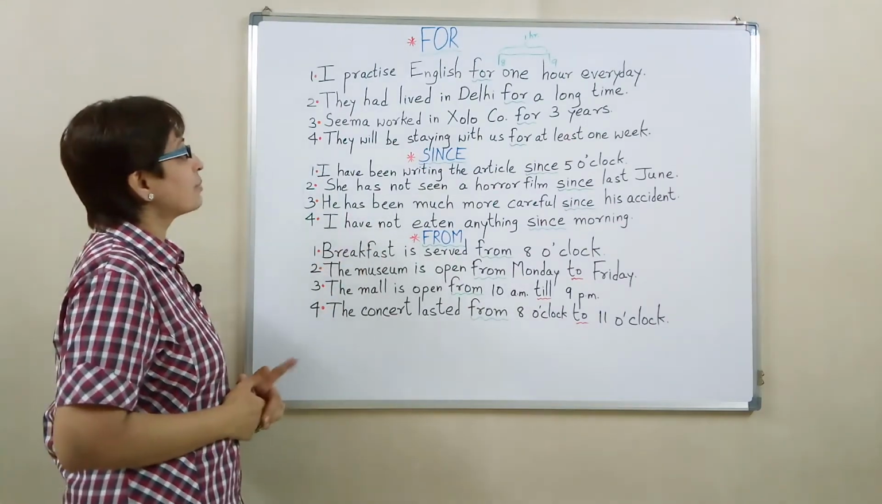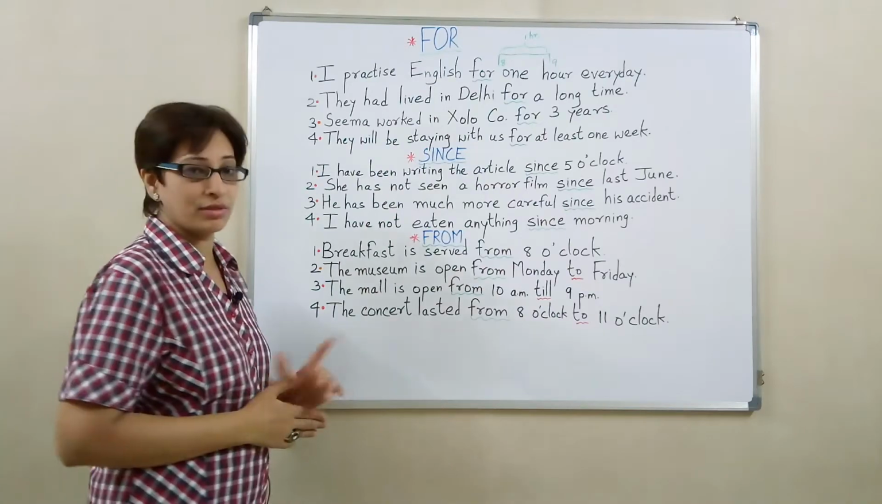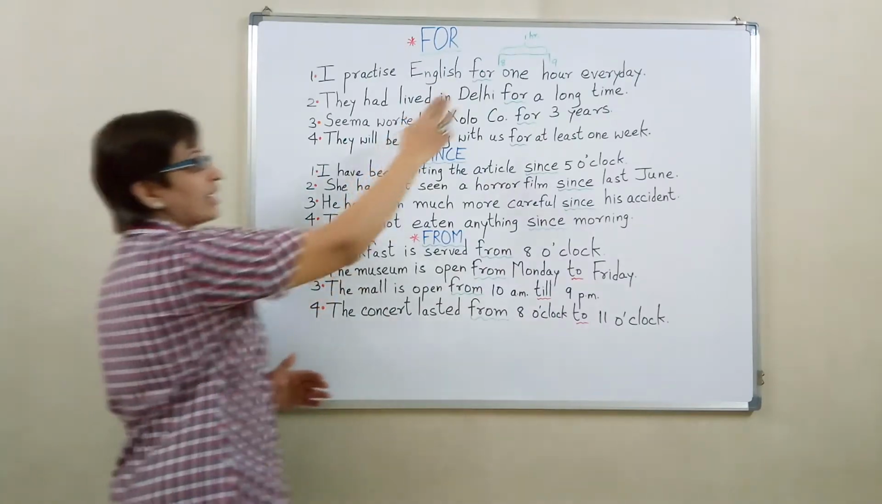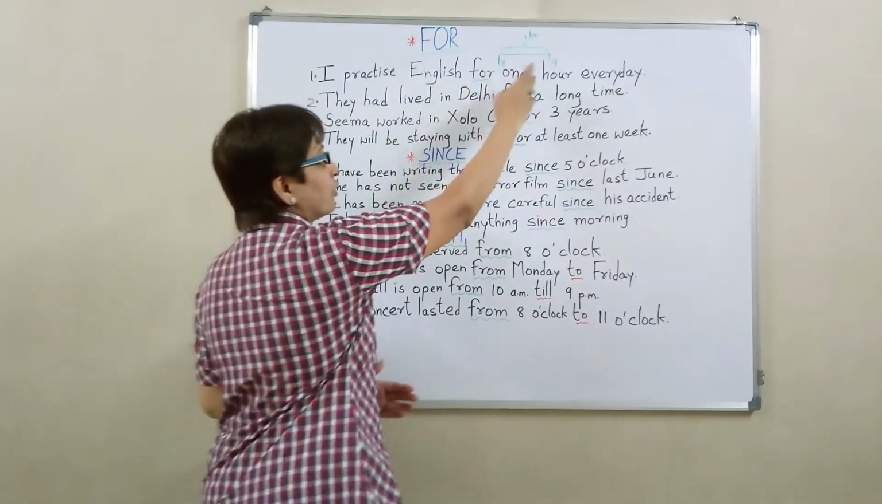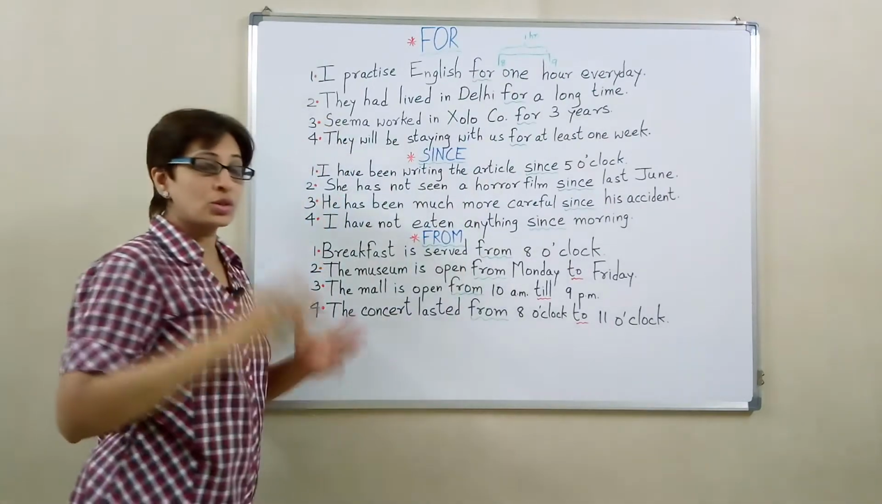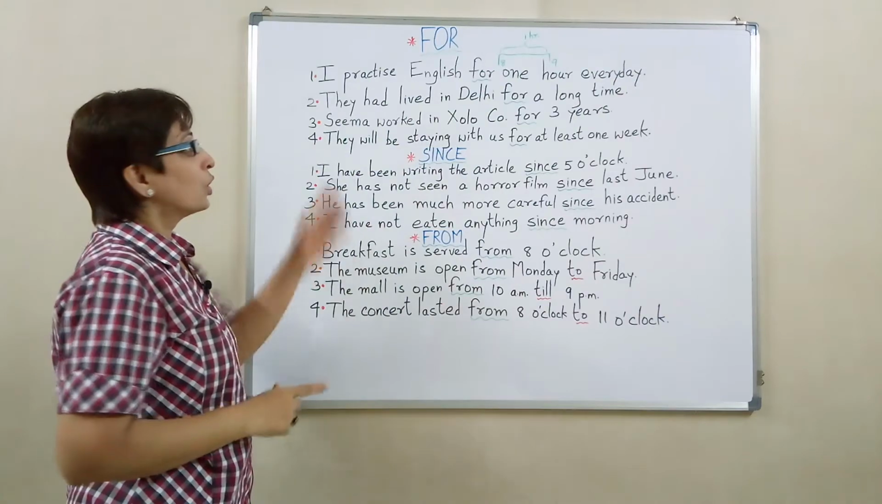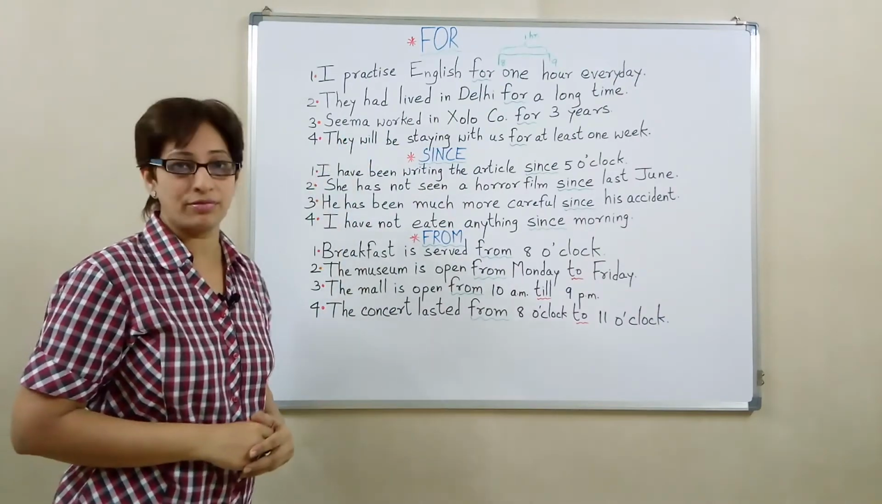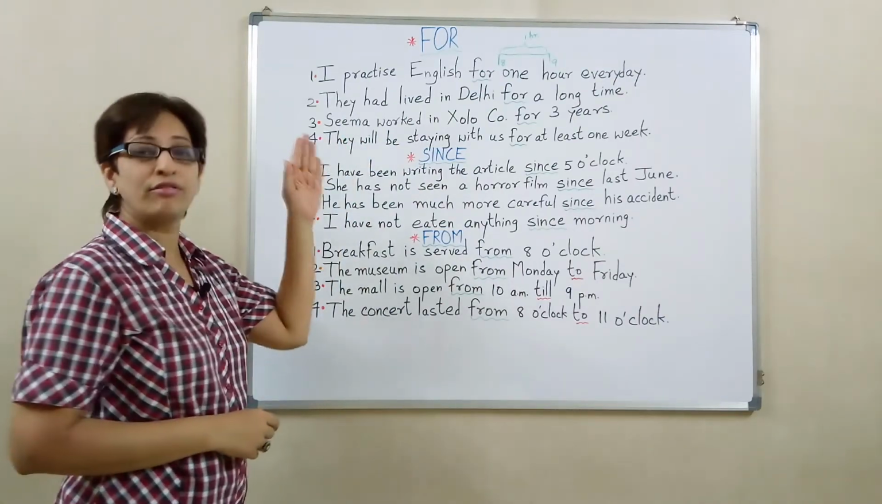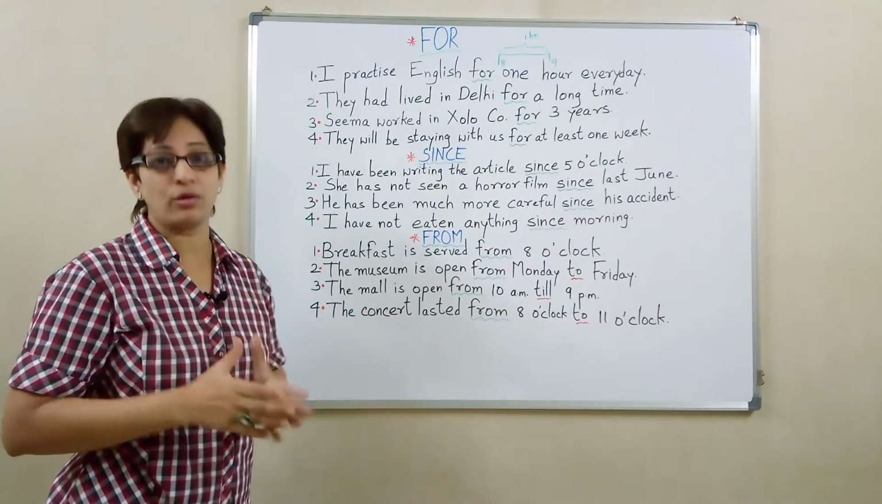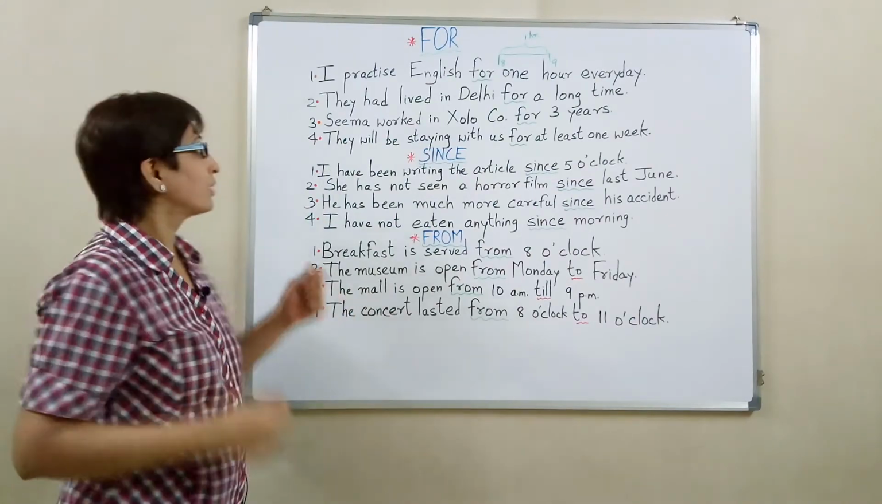The first sentence is, I practice English for 1 hour every day. Supposing you have started at 8 o'clock and you finish at 9 o'clock, the total time you have taken is 1 hour. So you are talking about the duration of time. You have to use for when you talk about the duration of time, the time length.